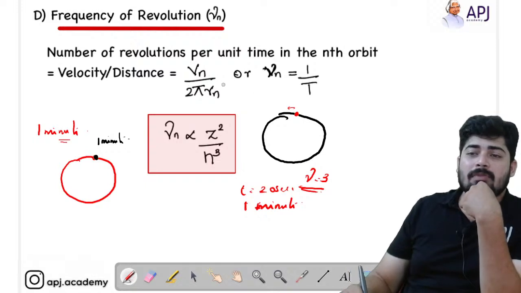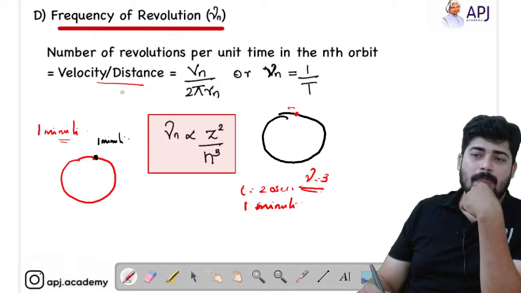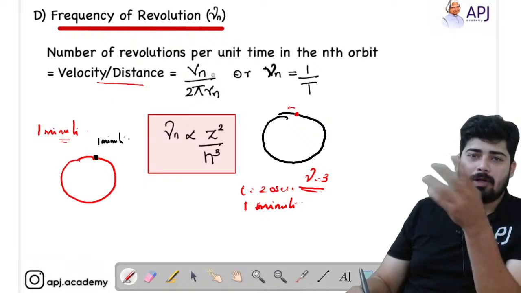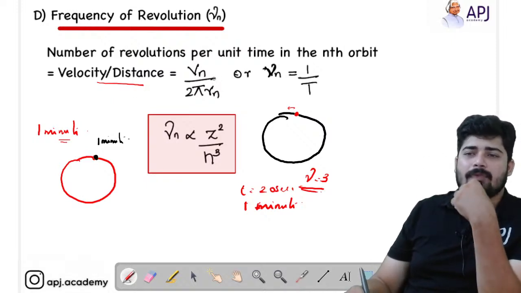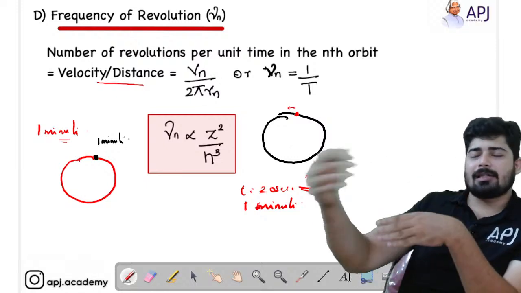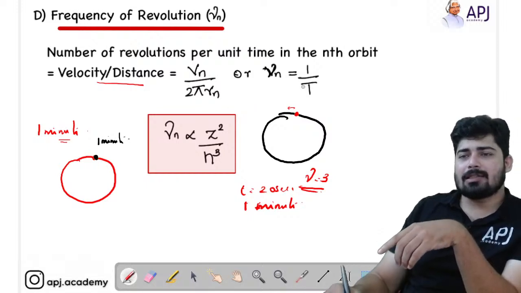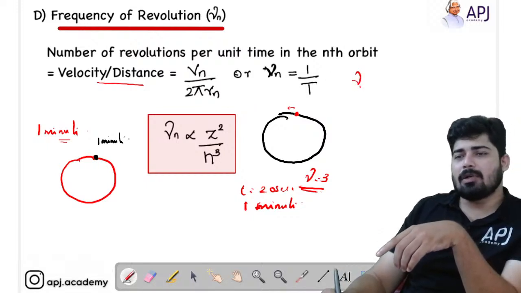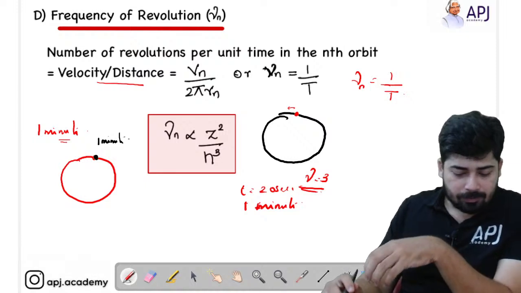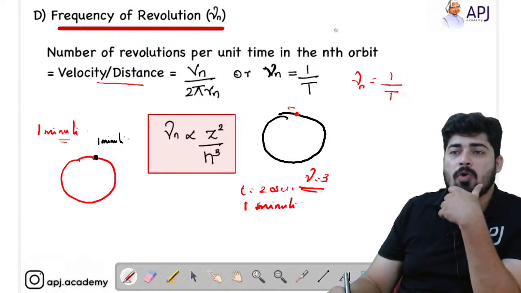And you have to remember that frequency is equal to velocity by distance. Velocity is the velocity with which Usain Bolt runs, and distance is the circumference, 2 pi r. So we get an equation. Another relation is that frequency is equal to 1 by time period. Frequency is the inverse of time period. Hope this is clear, students.